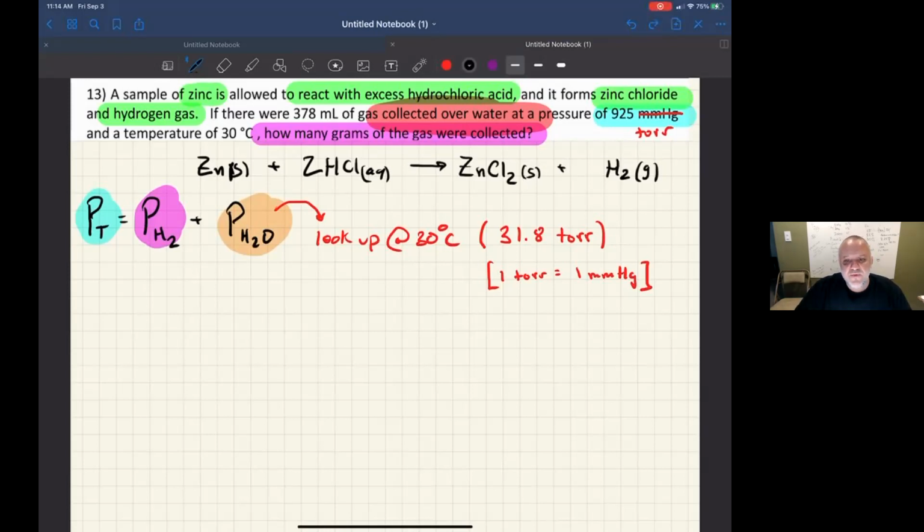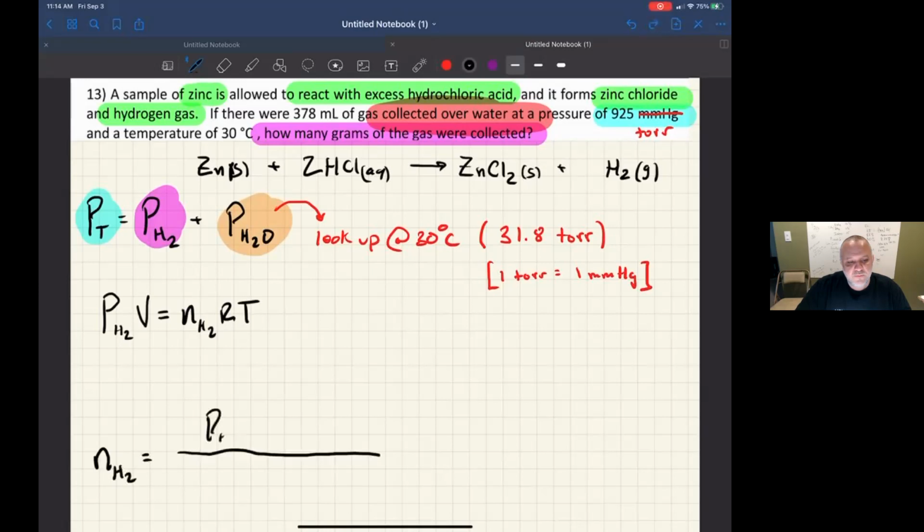All right, and so now that we have that vapor pressure of water at 30 degrees Celsius, we could start to take care of this problem. We know from the ideal gas law that the partial pressure of hydrogen times the volume equals the number of moles of hydrogen times R times T. And so if we rearrange the equation, we need the partial pressure of hydrogen times the volume divided by R times T. Now, you're given the volume, 378 milliliters. You're given the temperature, 30 degrees Celsius. And so our job is to figure out this partial pressure of hydrogen.